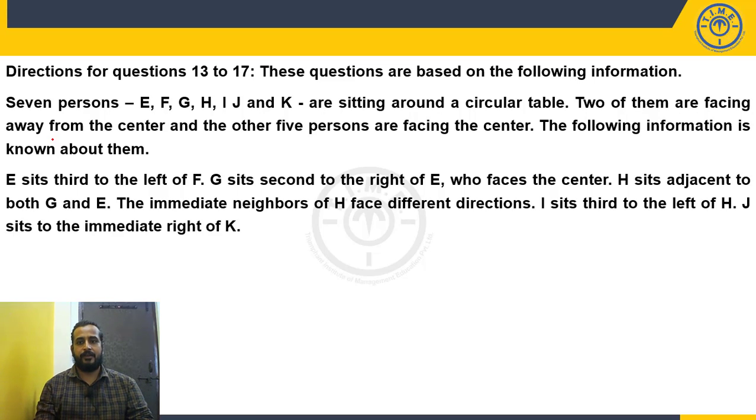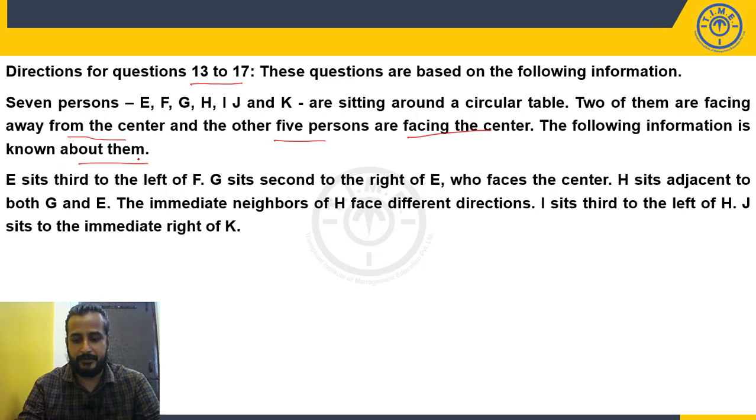Directions for questions 13 to 17. Circular arrangement. What is given? 7 persons E, F, G, H, I, J and K are sitting around a circular table. 2 of them are facing away from the center and the other 5 persons are facing the center. The following information is known about them. Okay, fine. Let's see.